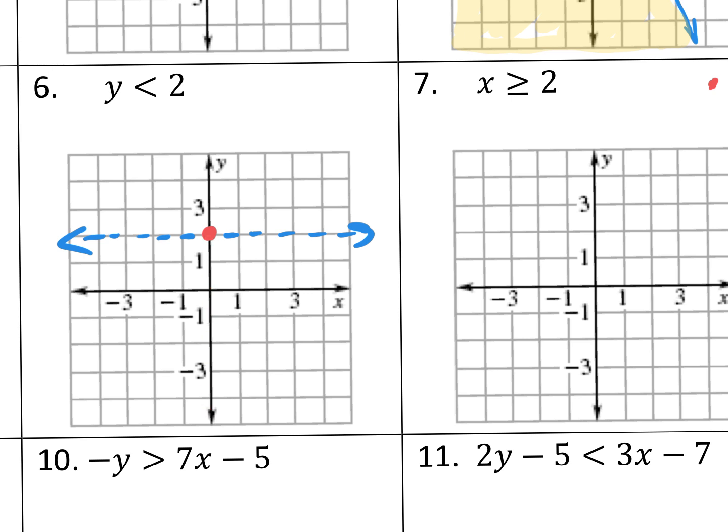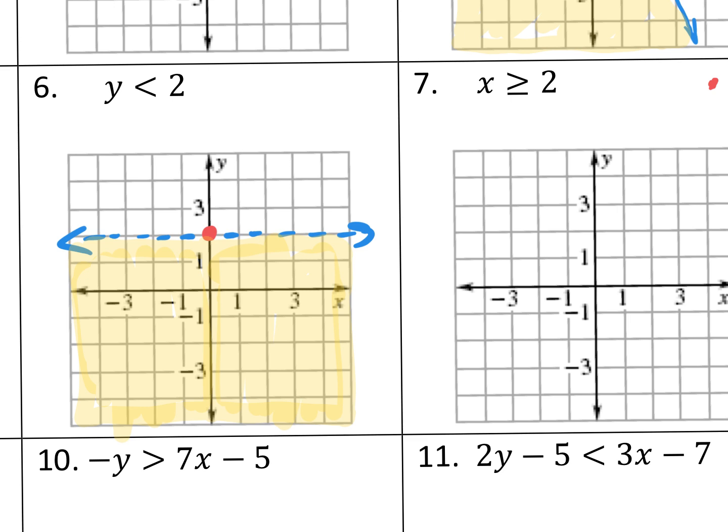So we are going to shade in everything that's below that line. So I just need to fill all of this part in. And it's not like it just stops right here. It actually is forever. There's an infinite amount of answers. So let me fill this in. And there we go. Now compare that to number 7.